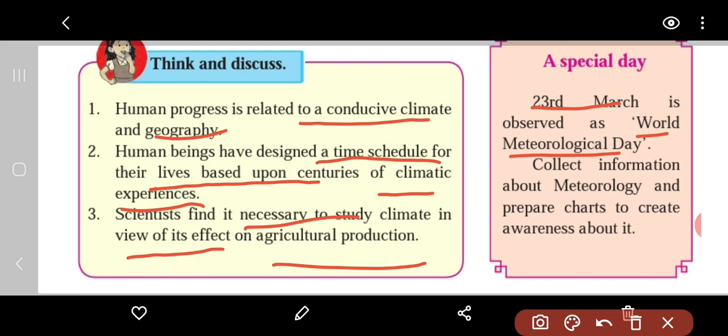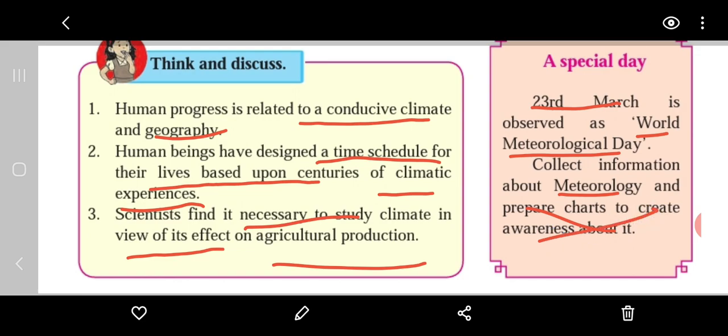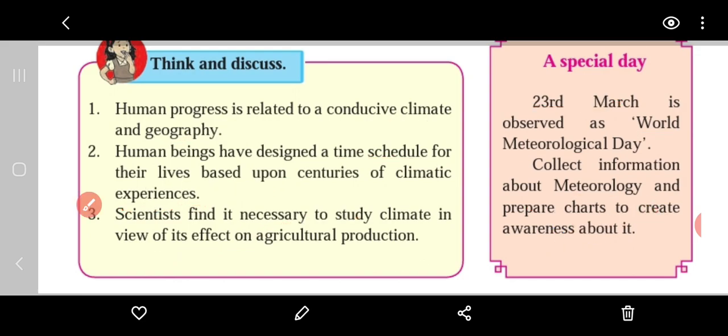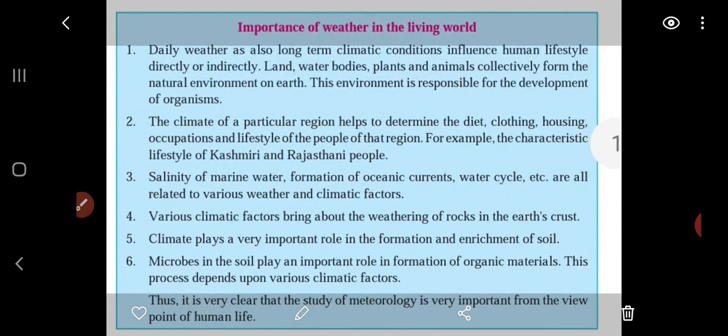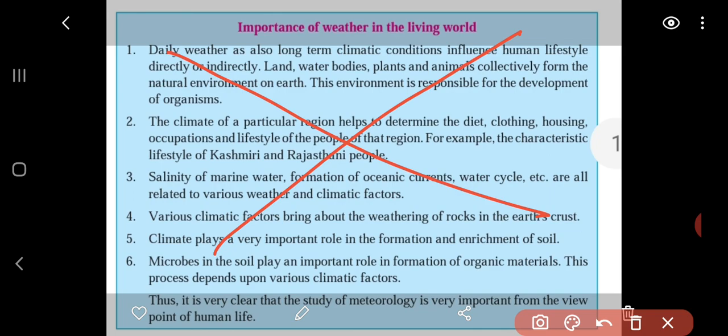So there is a part where you were to collect information about meteorology and prepare charts and all those things, but this part you do not have to do because it is now eliminated. It is important, but they have reduced this part from your chapter. So this is not important, you can just read it and go through it. I hope you have understood the difference between climate and weather.